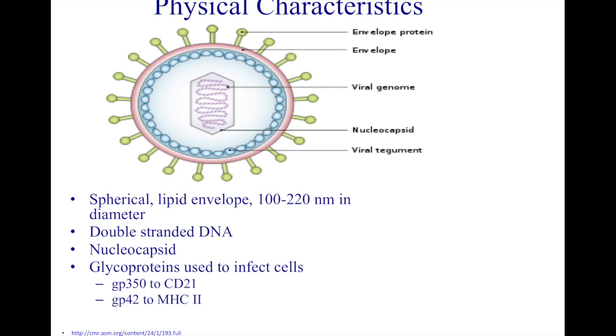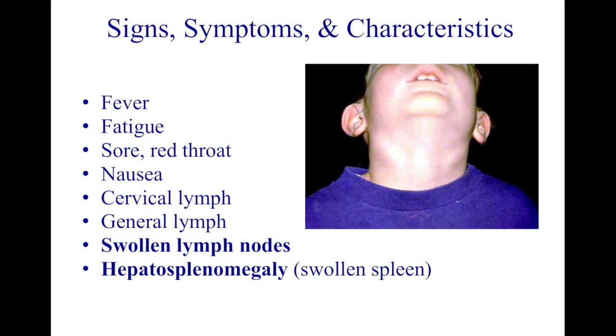So physical characteristics, this is an image of the virus. As you can see, it's spherical. It has a lipid envelope. It's 100 to 220 nanometers in diameter. It has a double-stranded DNA. It also has a nucleocapsid. And on the edges, the little green structures are the glycoproteins used to infect cells, and they are glycoprotein 350 and glycoprotein 42, which attach to CD21 and MHC2 on the receptor cells.